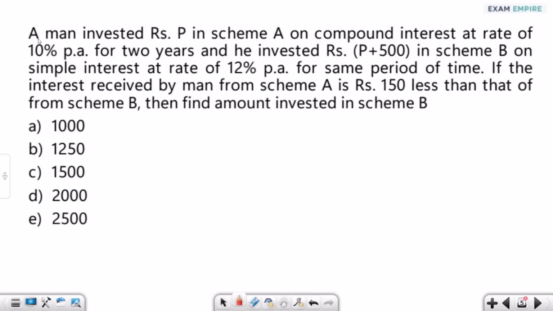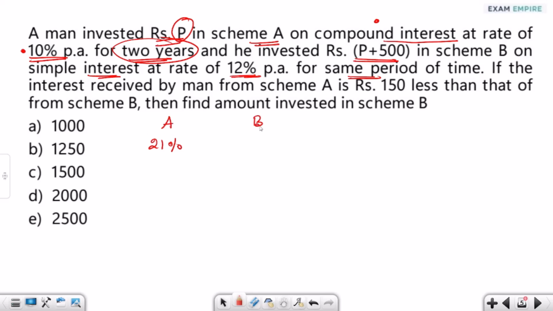Next one. Try to solve it by yourself first. Hope you have solved this. Now let's solve this particular question. A man invested rupees P in scheme A on compound interest at a rate of 10% per annum for 2 years and invested rupees P plus 500 in scheme B on simple interest at a rate of 12% per annum for the same period, which is 2 years. Ten percent per annum for the amount P for 2 years at compound interest is 21%. This is for scheme A.